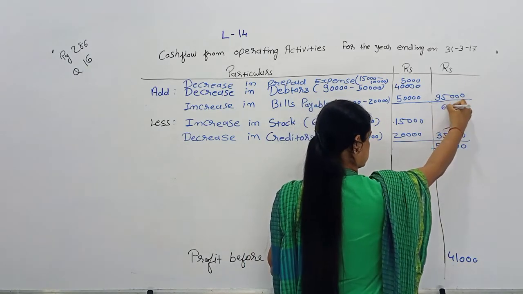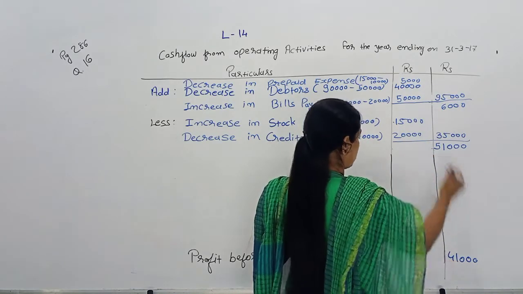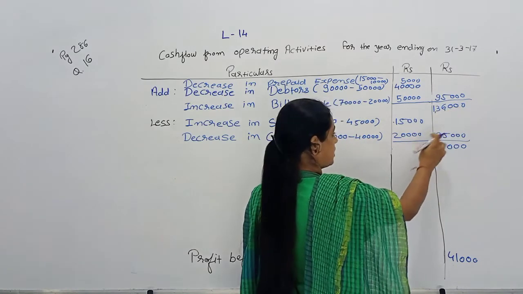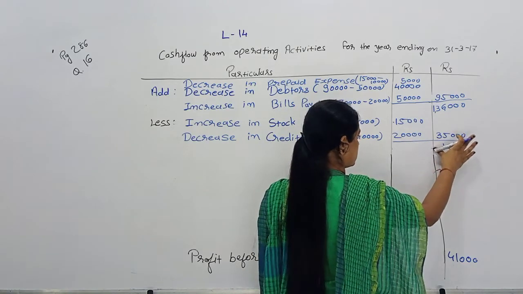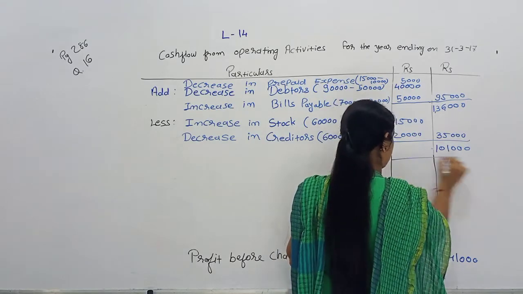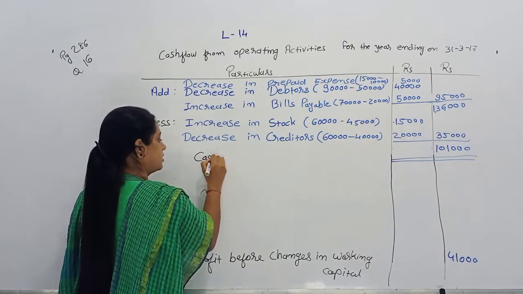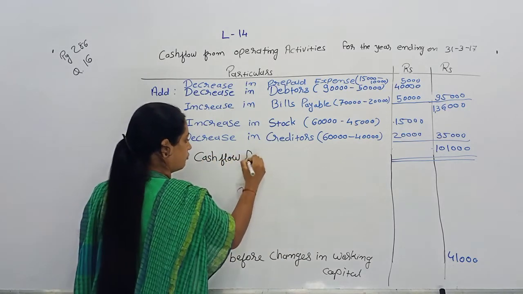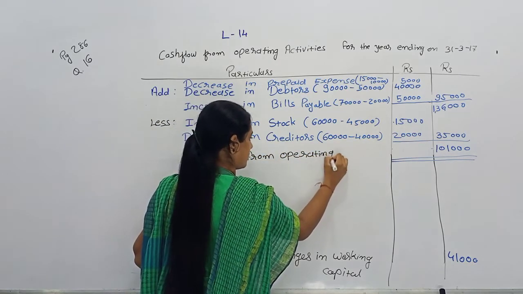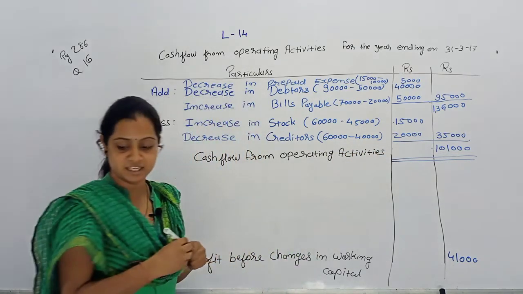So 6,000 and 9 plus 4, that is 1,36,000. From this we have to deduct 35,000. So we'll get the answer 1,01,000. This is our final answer of cash flow from operating activities. Here our answer is complete.